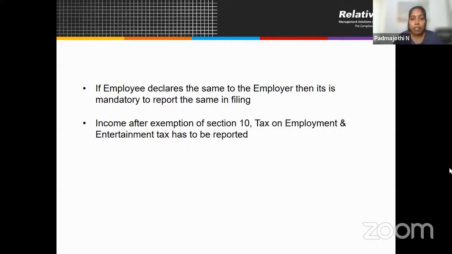Here, what amount do I have to report? That is the next question. Whether I have to report the gross salary mentioned by the previous employer, or the income after Section 10, or the taxable income mentioned in the previous employer's tax computation. So we have to mention the income which is after the exemption of Section 10, tax on employment, and entertainment tax. These three things we have to deduct, and then report it as the previous employer income. This is the income that has to be reported in the previous employer section in the QTDS filing.